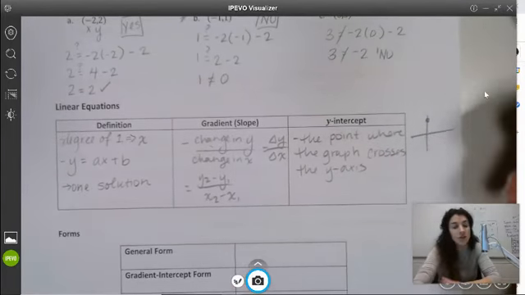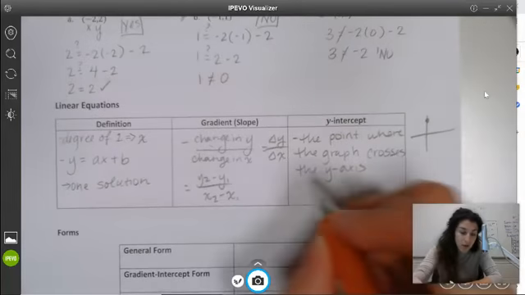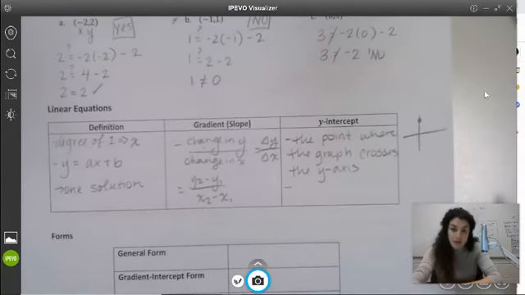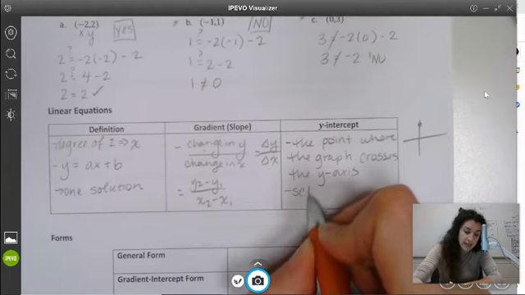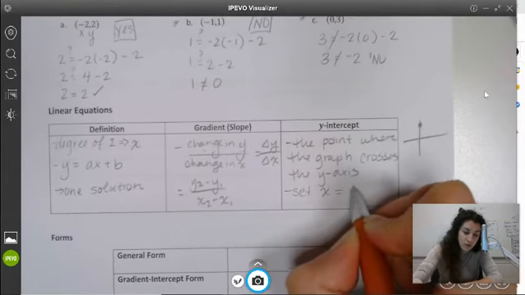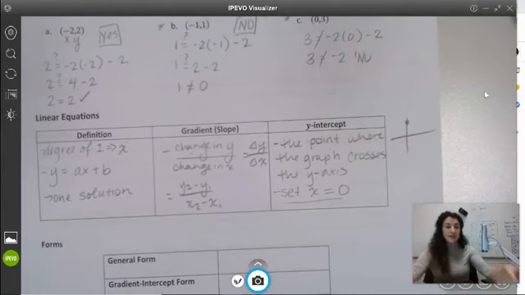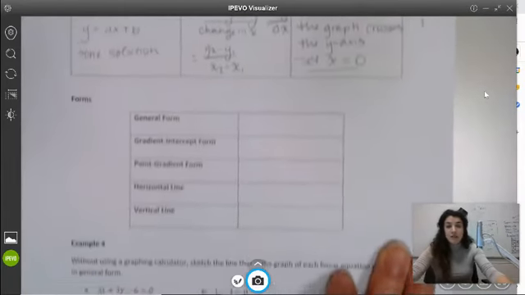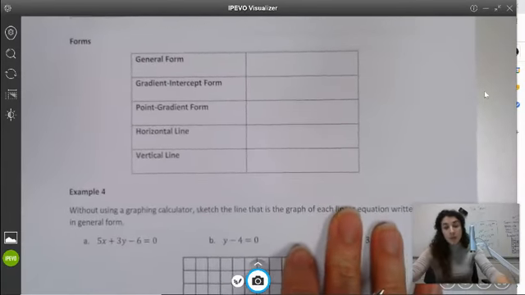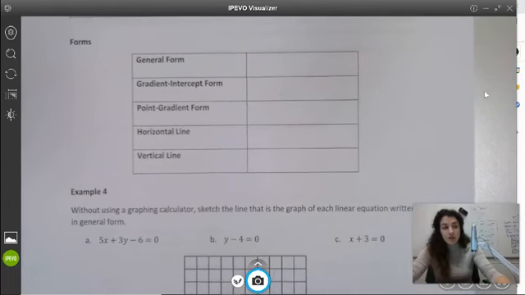So if you're on the y-axis, your x value is 0. So that is always how we find the y-intercept: set x equal to 0. That is a how-to right there. We also have different forms, and these different forms can help us in different situations, right? It's the key that unlocks a door given a certain amount of information.